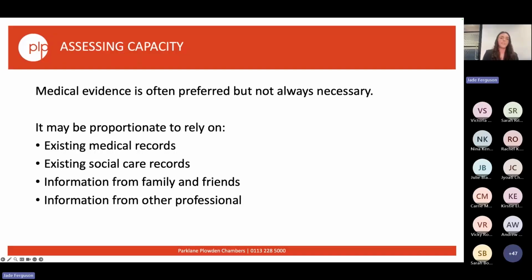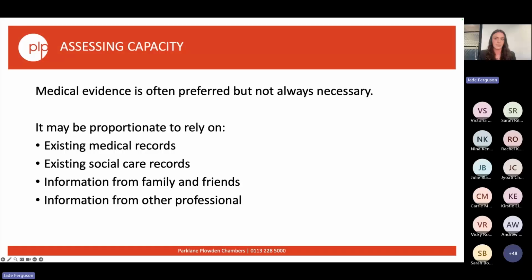Now, turning to assessing capacity. Medical evidence is often preferred, particularly by the court, but it's not always necessary. When determining capacity, the court has to consider the functional and the diagnostic test that I've set out. Because it has that diagnostic element in it, it's quite common to see some medical evidence to support that, particularly in relation to the impairment of the mind. However, it is not necessary, nor is it always practical. And sometimes a party might not want to engage in an expert assessment on capacity. Perhaps there's no funding, no way of recovering the costs of a capacity assessment.